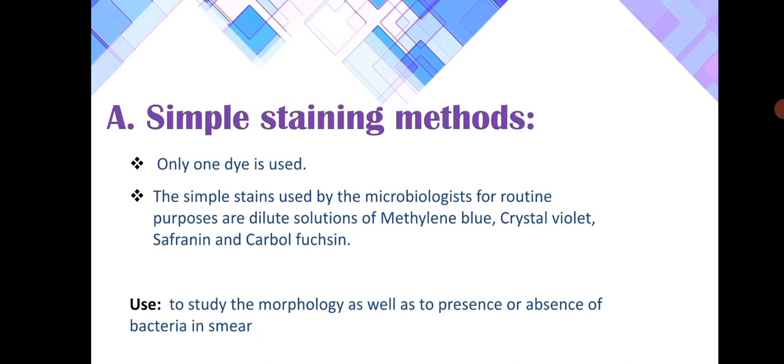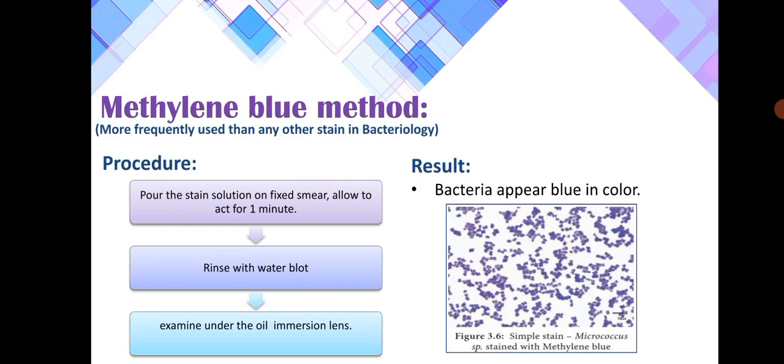Simple staining method includes only one dye, and simple stains used by the microbiologist for routine purposes are dilute solutions of methylene blue, crystal violet, safranin, and carbol fuchsin. In case of methylene blue method, it is one of the most frequently used than any other stain in bacteriology. While staining, bacteria appear blue in color.